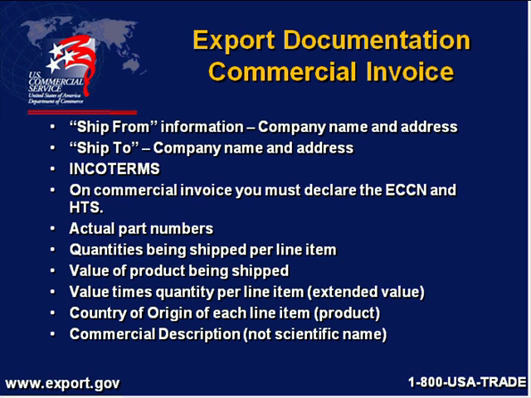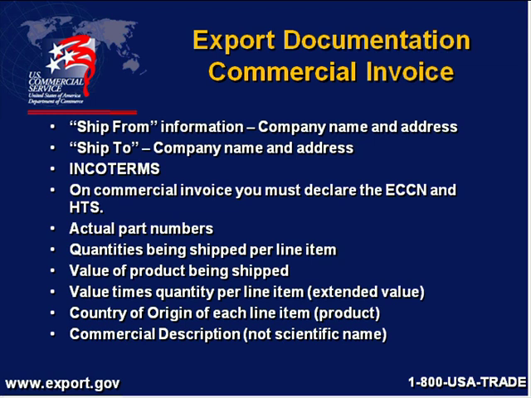Export documentation on the commercial invoice. These are just some data items, and again, you can go out and look up what data items are legally required or need to be seen. I should say they're legally required, but they need to be seen there. And you can find those out on the website also. It's ship from information, company name and address, ship to company name and address. Obviously, your Incoterms. Again, I can't stress how important your Incoterms are.